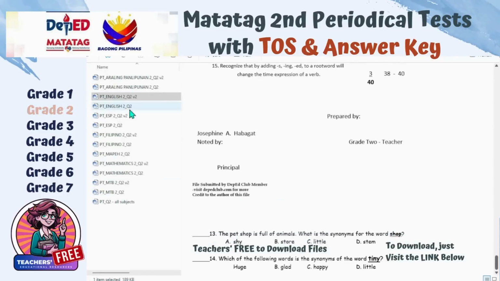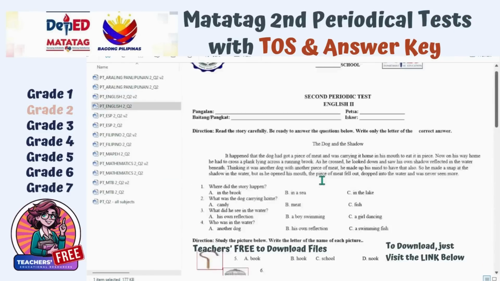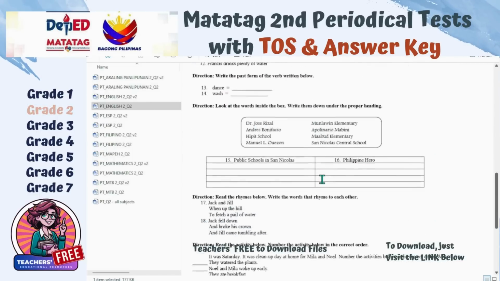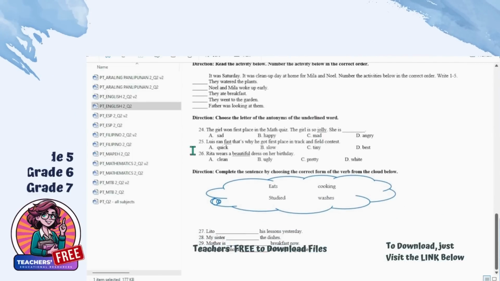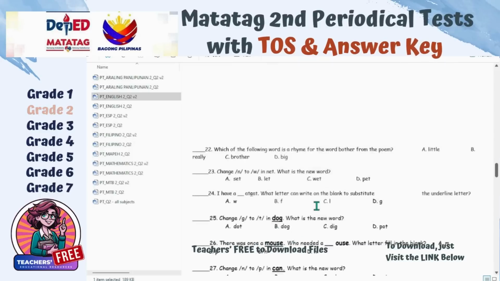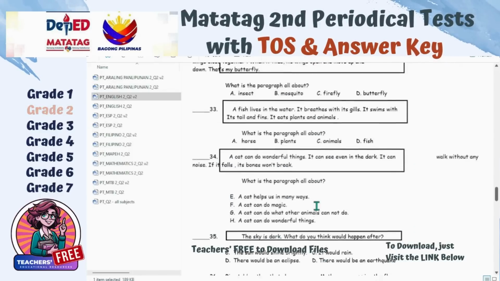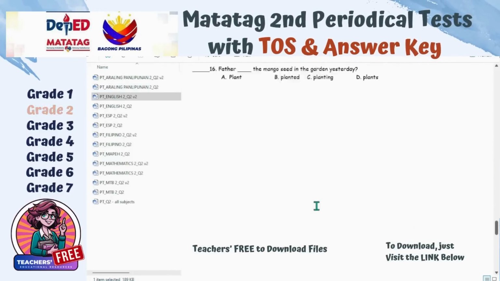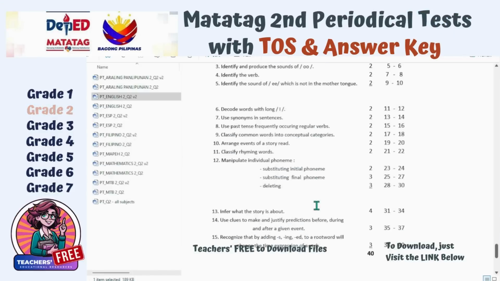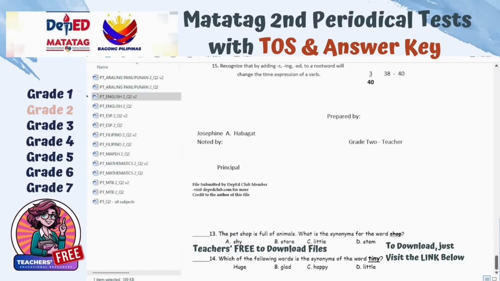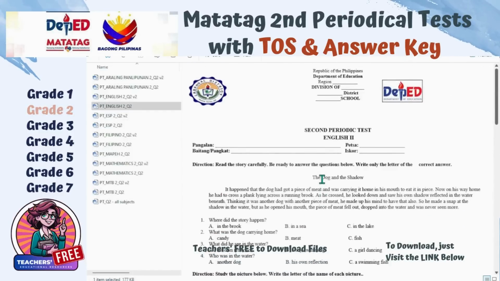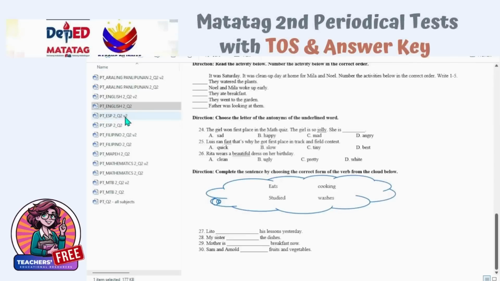Next, you'll focus on identifying and using verbs in sentences, as well as understanding how adding suffixes like s, ing, and ed changes the verb tense. You'll also practice using synonyms and classifying words into categories. You'll need to sequence events from a story and recognize rhyming words. Plus, you'll work with phonemes by substituting, deleting, and changing them. Finally, you'll infer meaning and make predictions about the story using clues.